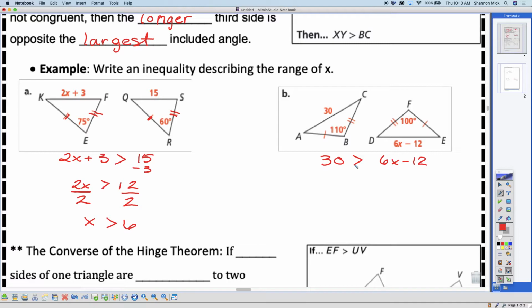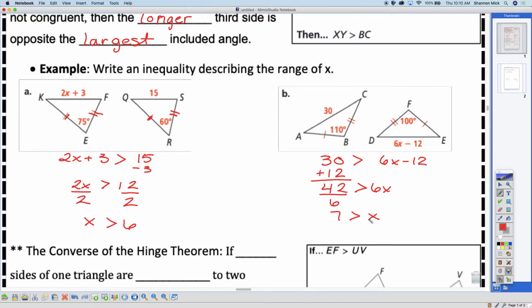So how do I solve this? Plus 12. Nope, I have to add 12, the minus 12. So 42 is greater than 6x, and divide by 6. That would be 7. So 7 is greater than x.